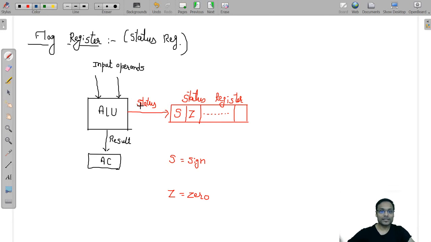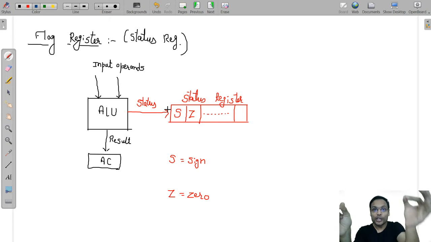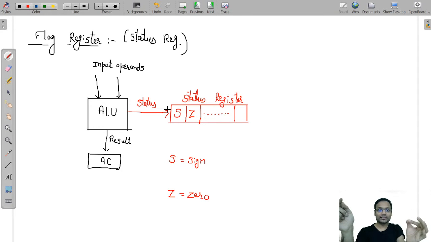Now what happens in this status register after this addition is performed? Addition is performed and then, based on that, the ALU will think whether this addition's result is 0 or not. If the addition's result is 0, I'll have to set the Z flag, the zero flag. Why? Because it indicates that whatever result the ALU has generated is a 0 result.